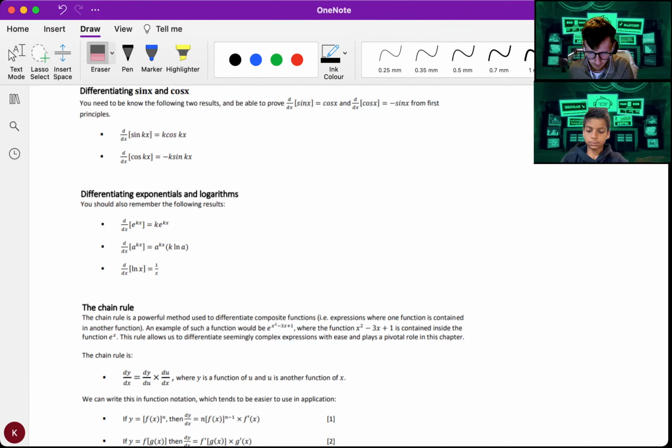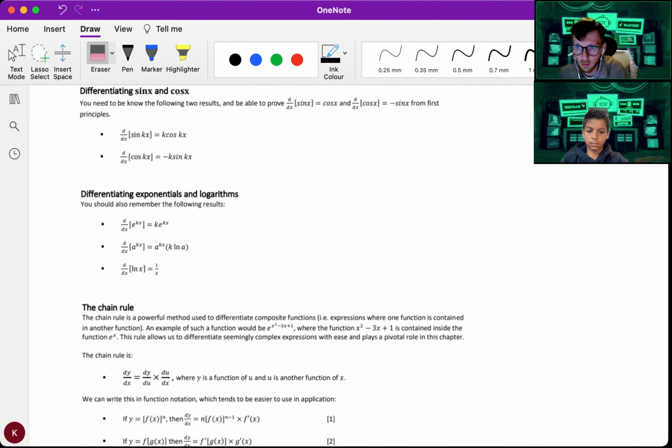So firstly, we're going to talk about differentiating some trig functions and exponentials and log functions. You need to know the following two results and to be able to prove them. We're not going to go into the proof of them in this session, but we are going to be using some of these results through our working out today.